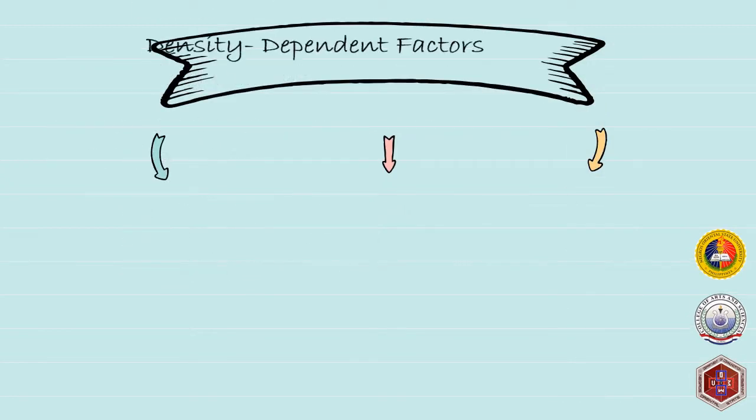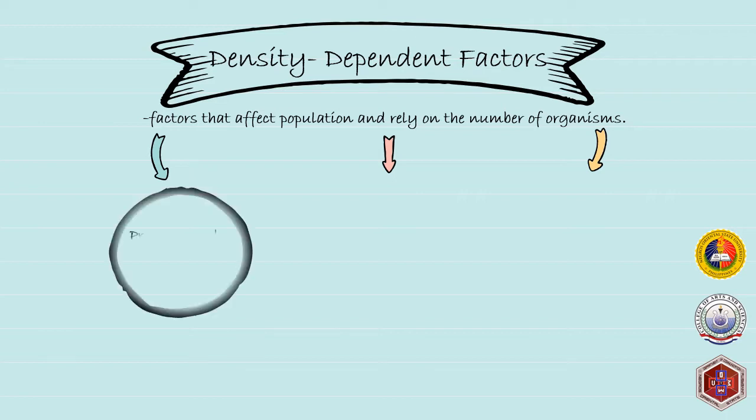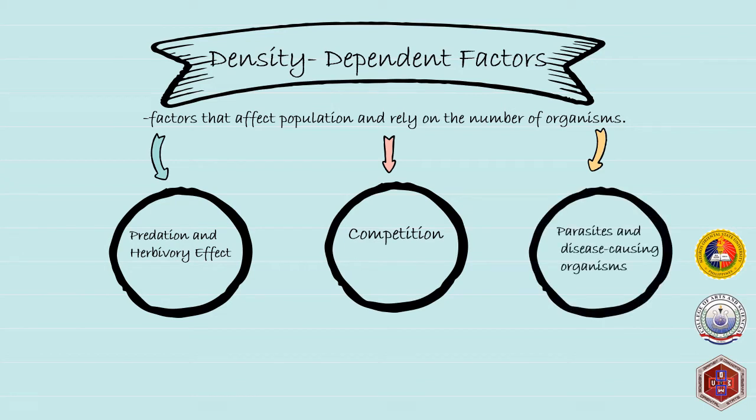Now, let us figure out what a density-dependent factor is. Density-dependent factors are factors that affect a population and rely on the number of organisms. Density-dependent factors include predation and herbivore effect, competition, and parasites and disease-causing organisms. They affect the population the most when the number of organisms in an area is high.